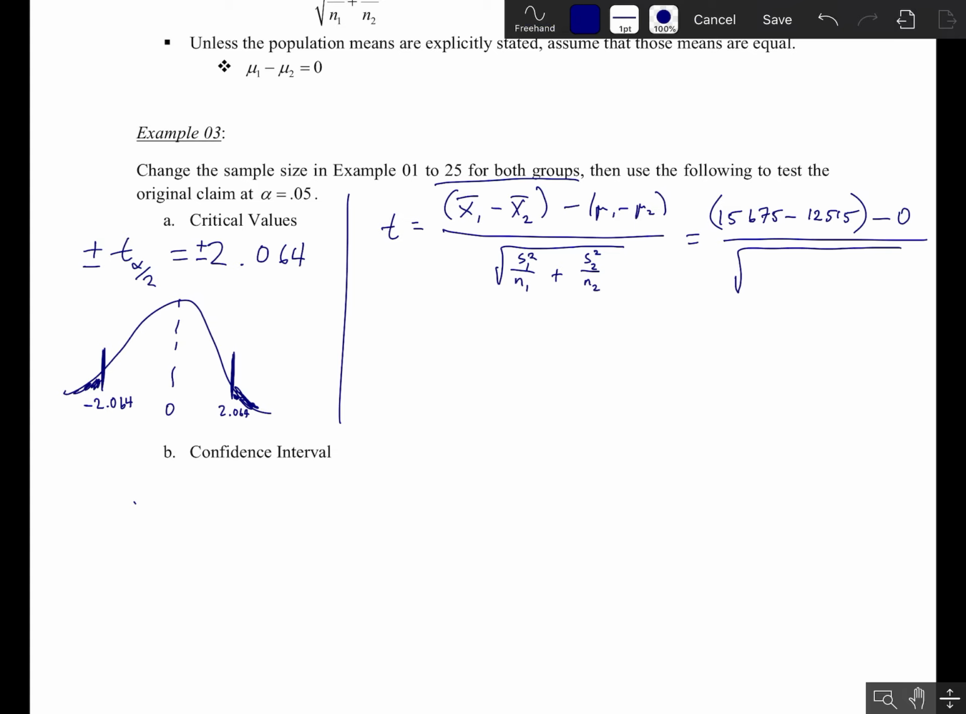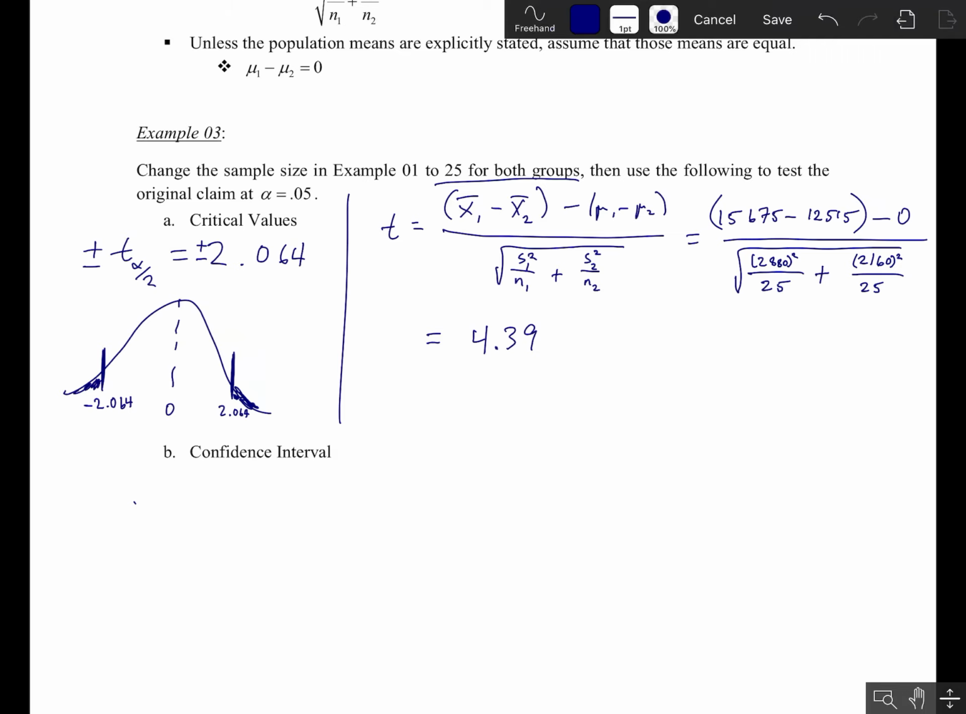And then we're going to divide by, here they didn't change the standard deviations on us, so I'm just going to assume that those are the sample standard deviations this time. But they did change our sample size. It's now 25. So this is the expression that we get as our test statistic. And if we plug all of that into a calculator, what we end up getting is 4.39.